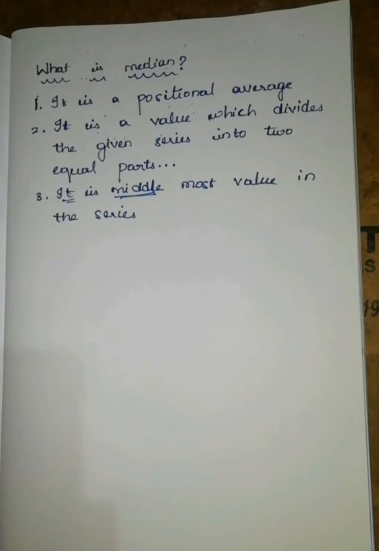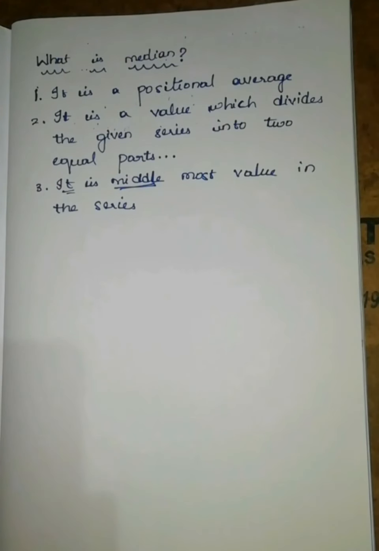It divides the series into two equal parts in such a way that the number of observations smaller than the median is equal to the number greater than it. Therefore, it is a positional average. Now, let's know the steps to calculate median.